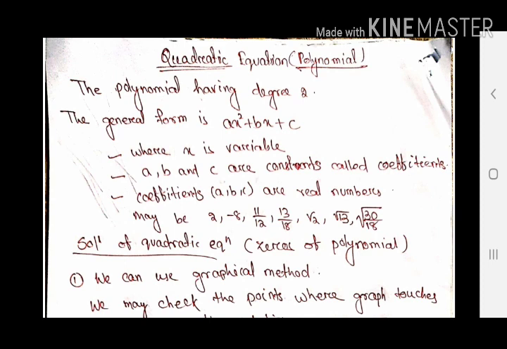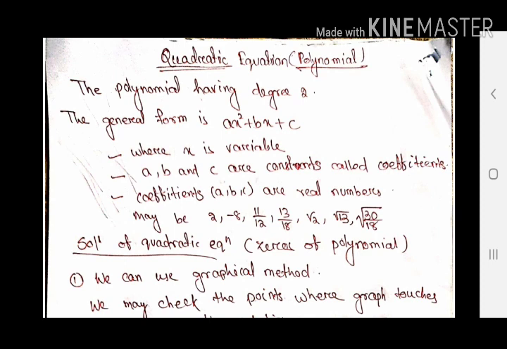Okay, so as you know, here the highest power is 2. So x is the variable here and a, b, c are the coefficients of x square, x and the constant respectively. Whatever is multiplied with x square is a, whatever is multiplied with x is b, and the number itself is c. The coefficients may be any real number, 11 by 12, 13 by 18, root 2, any number.